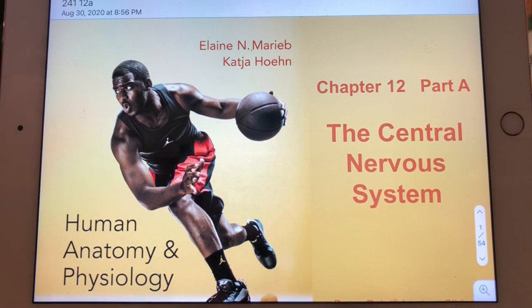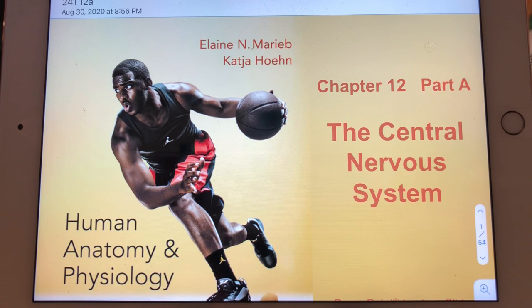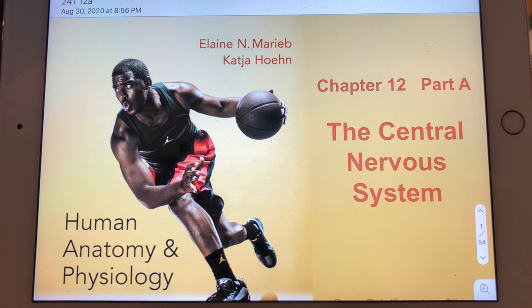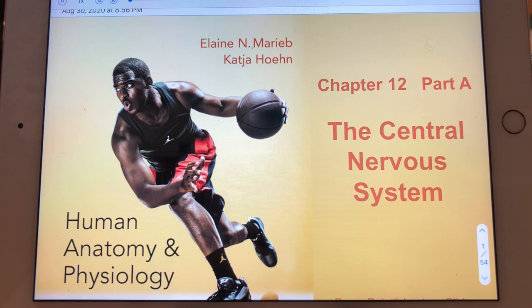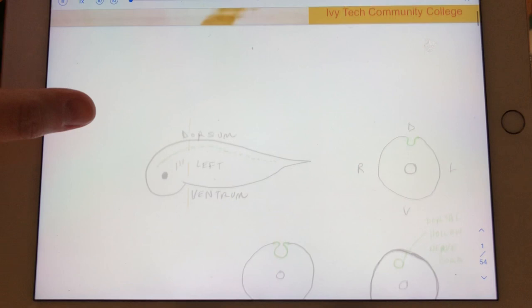All right, this is one of the biggest lectures, both long and dense, that we have. So take frequent breaks. Chapter 12 is the central nervous system, and therefore it's a very big chapter. This is part A. And I gave myself a blank sheet because I'm going to draw a little bit for you.